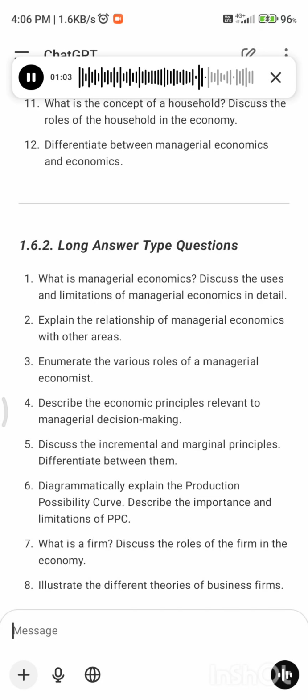4. Describe the economic principles relevant to managerial decision-making. 5. Discuss the incremental and marginal principles. Differentiate between them. 6. Diagrammatically explain the production possibility curve. Describe the importance and limitations of PPC. 7. What is a firm? Discuss the roles of the firm in the economy. 8. Illustrate the different theories of business firms.